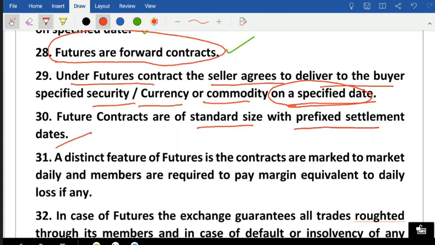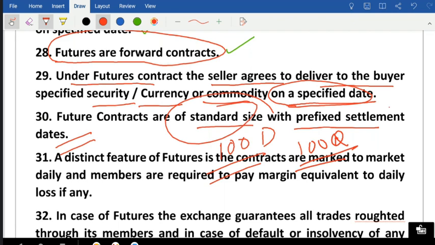For example, we can make a lot of $100. If it is a commodity, you can say 100 quintal of commodity. So the standard size will be there, and a prefixed settlement date is there. That means by this date you have to settle, whether a loss or a profit. If there is a loss, you have to pay. If there is a profit, you get money out of that.